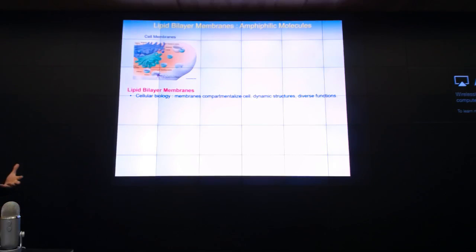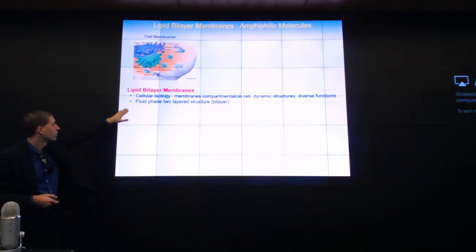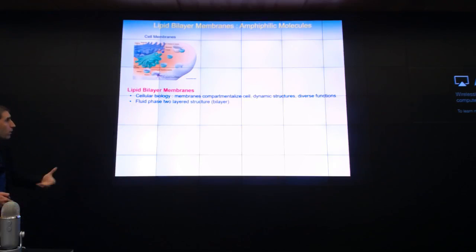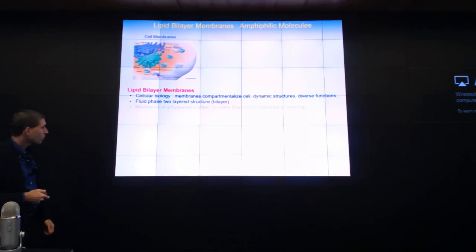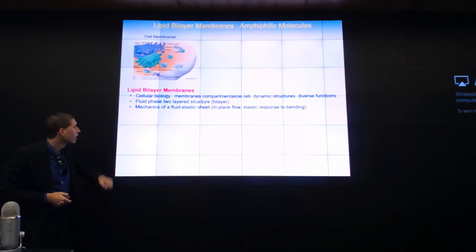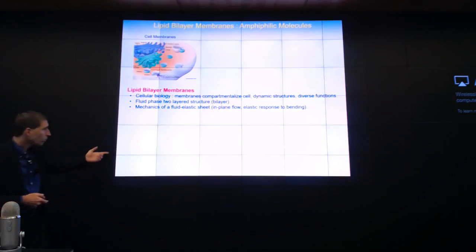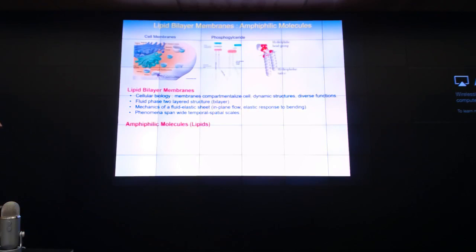So modeling at the level of continuum mechanics is quite difficult, right? So I'm going to show you a coarse-grained model, which in part can be used to do some of those things. It's typically in a fluid phase, so the two-dimensional interface is a fluid with respect to any in-plane shear, and it's elastic with respect to bending modes, deformation. And there are very interesting molecular mechanisms that you can use to explain that behavior. So it's a fluid elastic sheet.